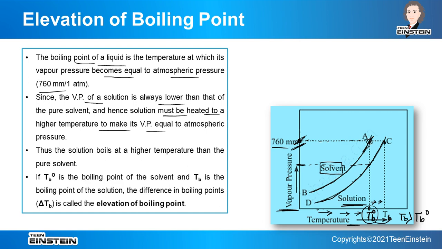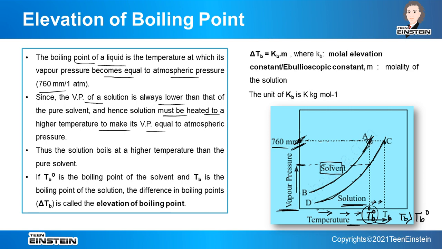So here we will consider TB naught is the boiling point of the original pure solvent, and TB is the boiling point of the solution. If you take the difference, that will be del TB, and that del TB is actually the elevation of boiling point. Okay. So if in a numerical it is mentioned that elevation of boiling point is 0.4 degrees centigrade, that means del TB value is 0.4 degrees centigrade.